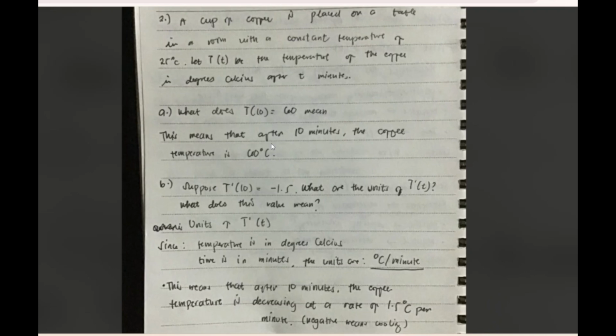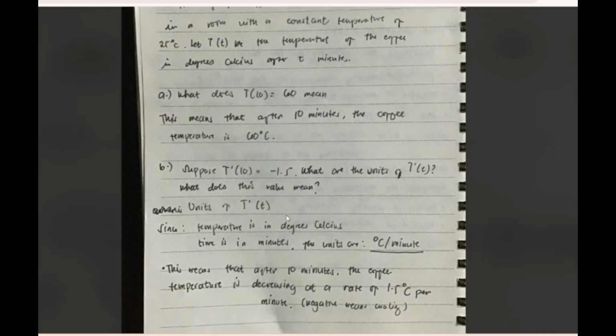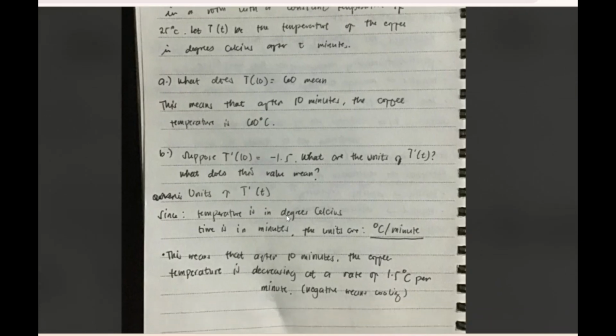Moving on to our question number 2. A cup of coffee is placed on a table in a room with a constant temperature of 25 degrees Celsius. Let T of t be the temperature of the coffee in degrees Celsius after t minutes. So let us consider the variables: the room temperature is 25 degrees Celsius and T of t is the temperature after t minutes. That is why it is represented by T of t.